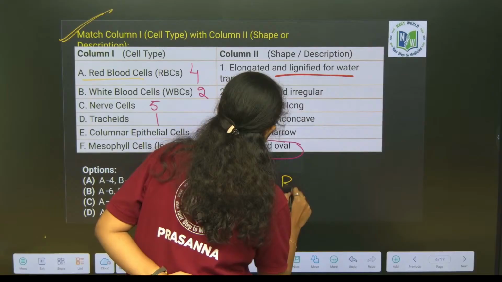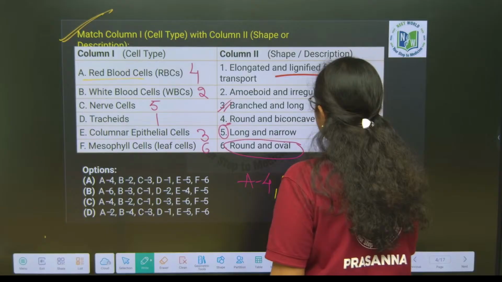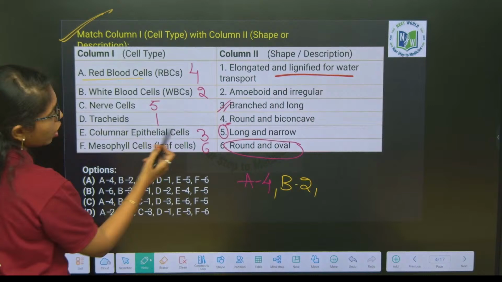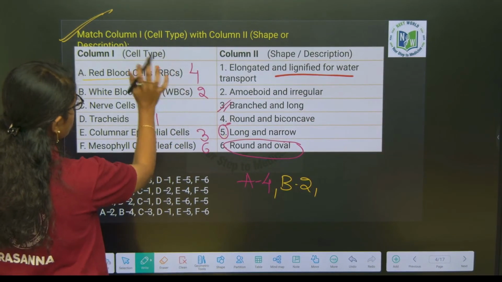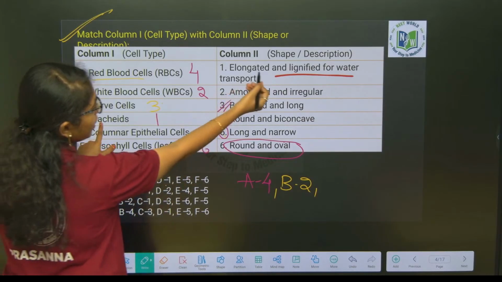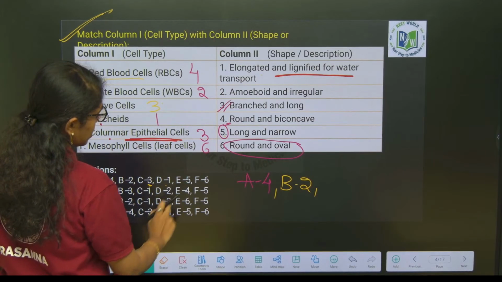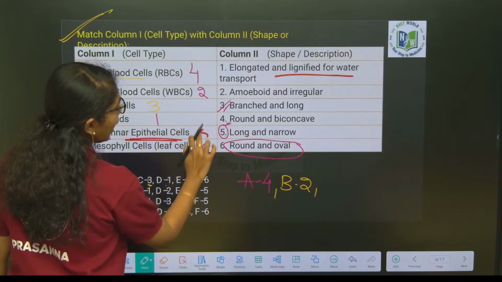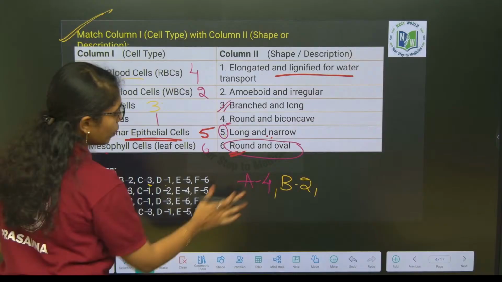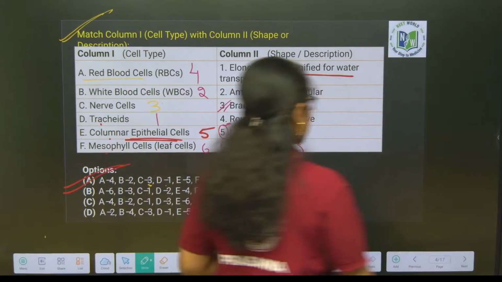B will be 2 and C, nerve cell is long and narrow, that is, sorry, this is long and branched, right? Nerve cell is long and branched. This will be option 3 only, correct. So this is 3. Tracheids will be elongated and lignified for water transport. Columnar epithelial cells will be option 5. They are long and narrow. Next, mesophyll cells will be round and oval. So here option 1 will be the right answer. Clear, right, ma? Next question.